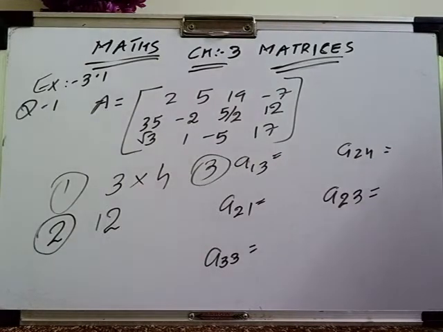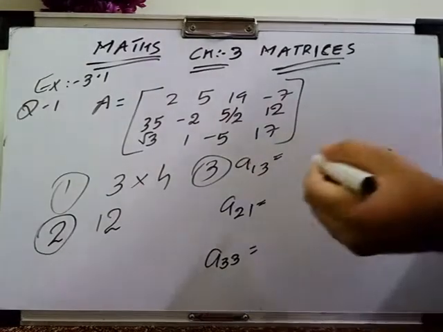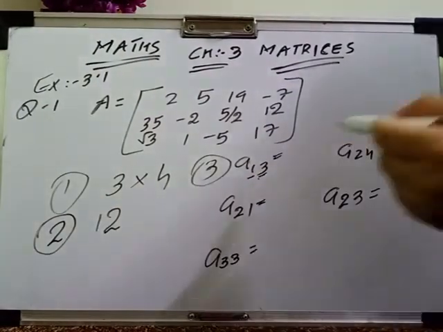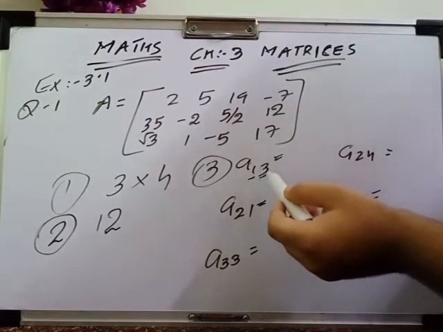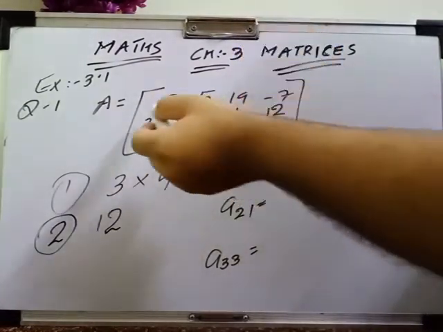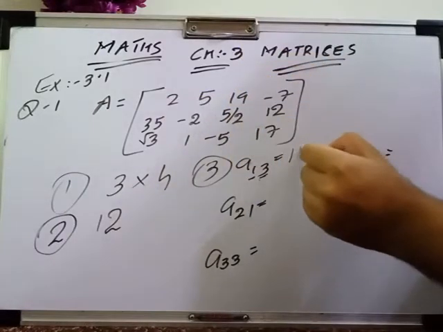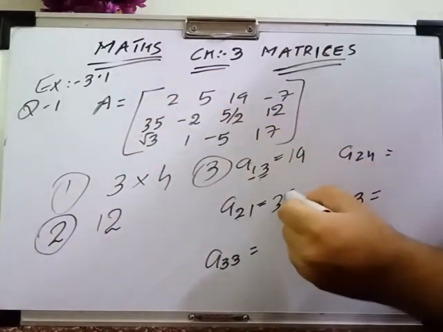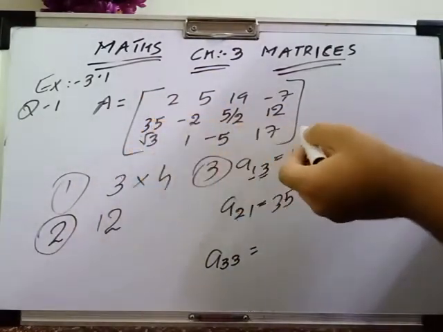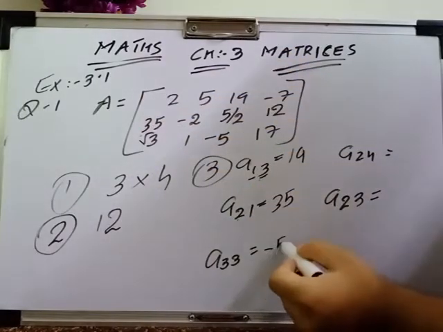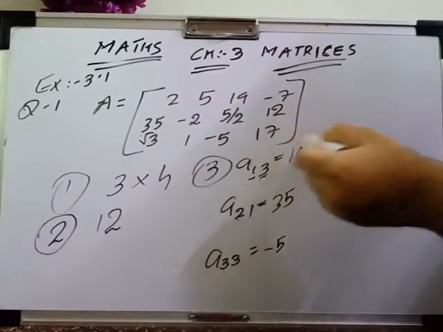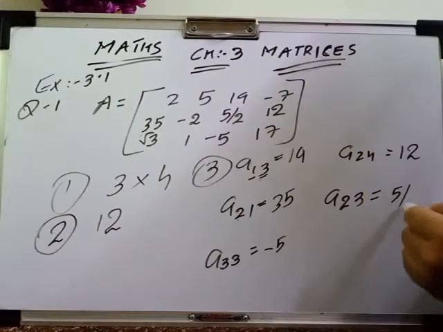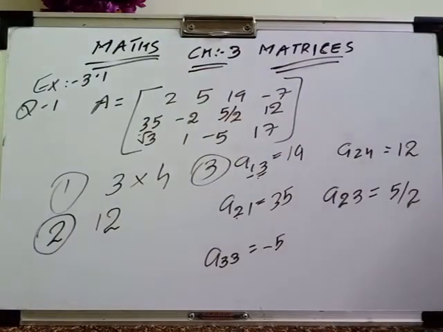So always remember that the prefix written is the row and the postfix is the column. So this element says that you have to see the row 1 column 3 element. So row 1 column 3 element is 19, right? Row 2 column 1 is giving me 35. Row 3 column 3 will give me -5. Row 2 column 4, 12. Row 2 column 3 will give me 5 by 2, right?